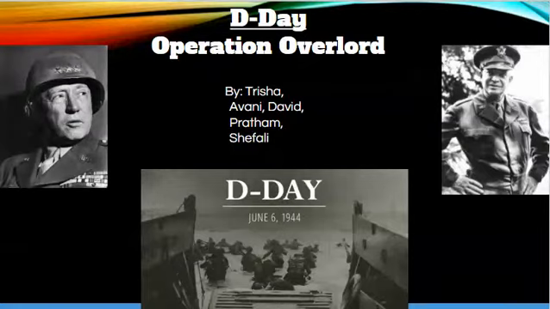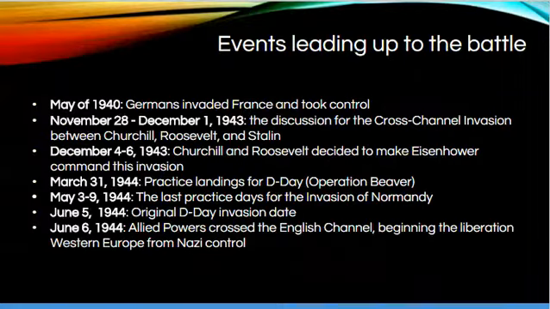In May of 1940, the German forces invaded France and took control to expand the Nazi tyranny. Around late November and early December, Churchill, Roosevelt, and Stalin started discussing the cross-channel invasion. A couple days later, Churchill and Roosevelt decided to let General Dwight Eisenhower command this invasion. He had a code name for it, which was Operation Overlord.